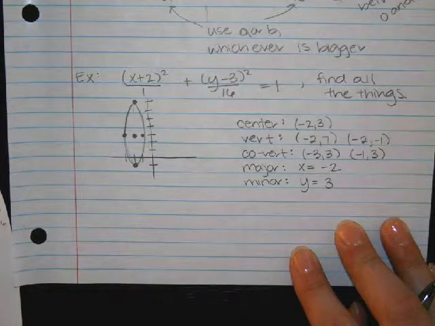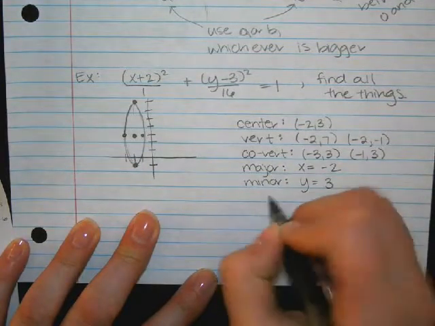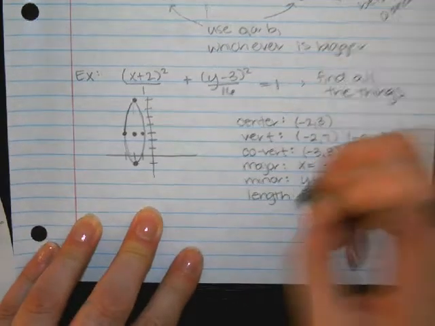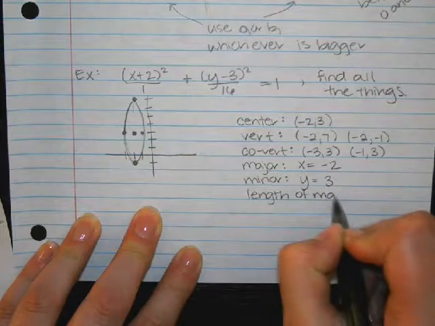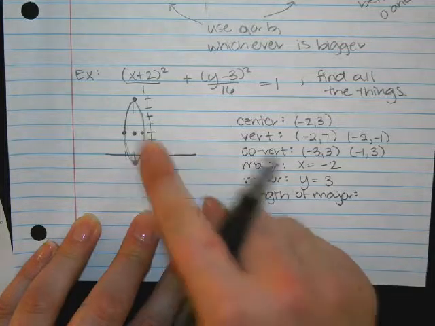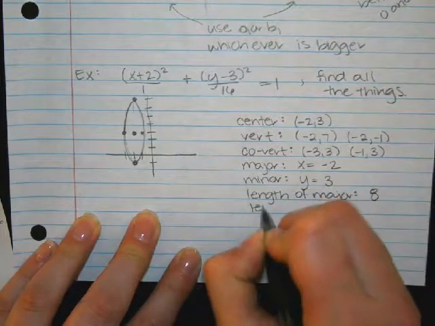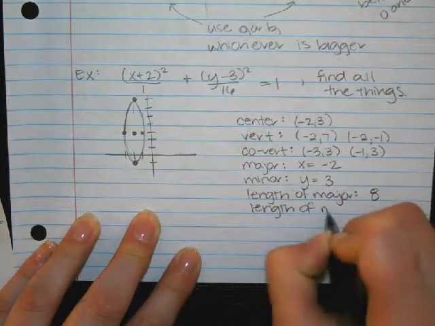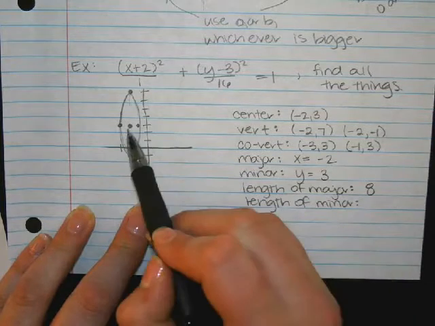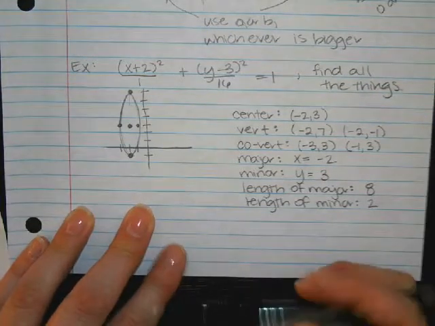So now we're going to go a little bit further than that, okay? The easy things to find are the length of the major axis and the length of the minor axis. To find the major axis, to draw that part, we went up 4 and we went down 4. So what's the length? 8. And the length of the minor axis would be 2. From the center, we went right 1 and left 1. So the length is 2. Okay?